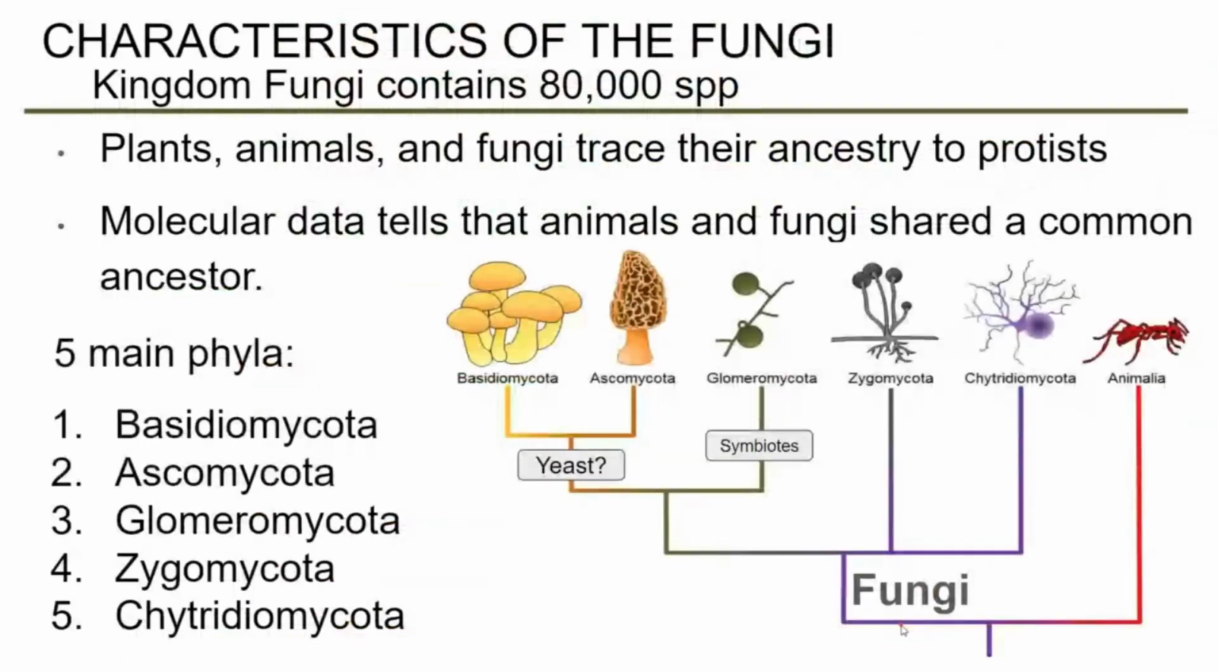All right, let's talk about the main families. Kingdom fungi contains over 80,000 species of different types of fungi, but they are categorized in 5 main ways. The main ones that you and I are used to seeing are going to be Basidiomycota and Ascomycota. These are the 2 main families, known as club fungi and sac fungi.